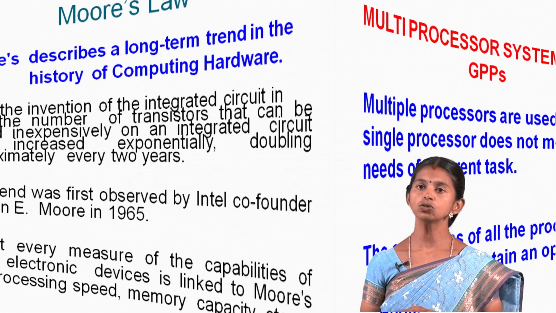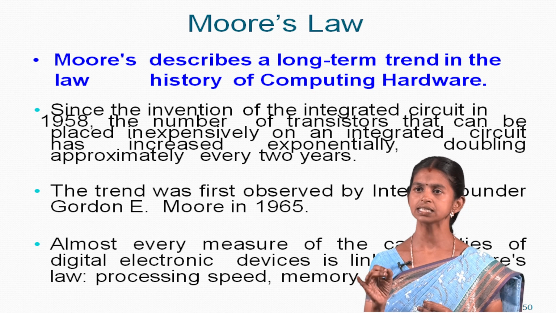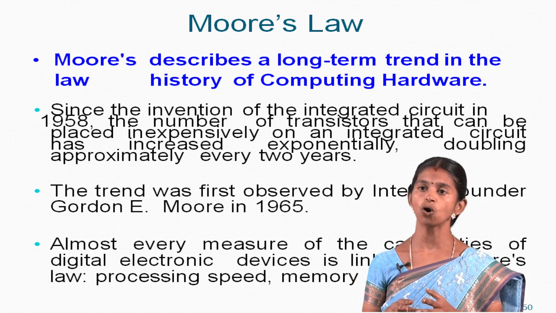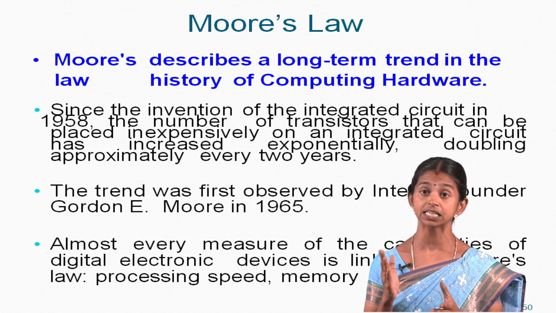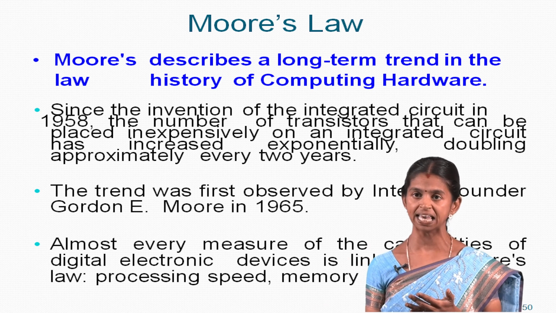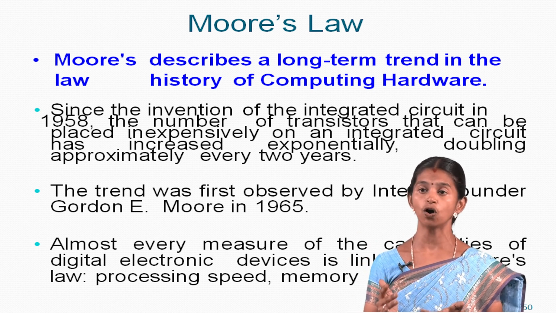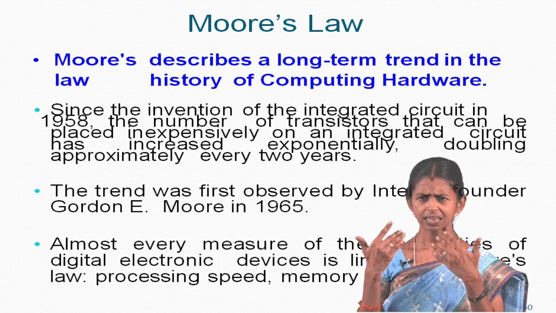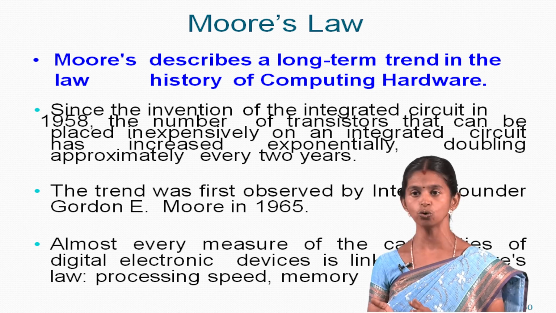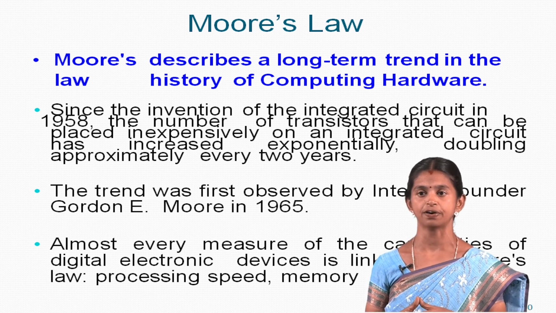Moore's law. Moore's law describes a long-term trend in the history of computing hardware. Since the invention of the integrated circuit in 1958, the number of transistors that can be placed inexpensively on an integrated circuit has increased exponentially, doubling approximately every 2 years. The trend was first observed by Intel co-founder Gordon E. Moore in the year 1965.